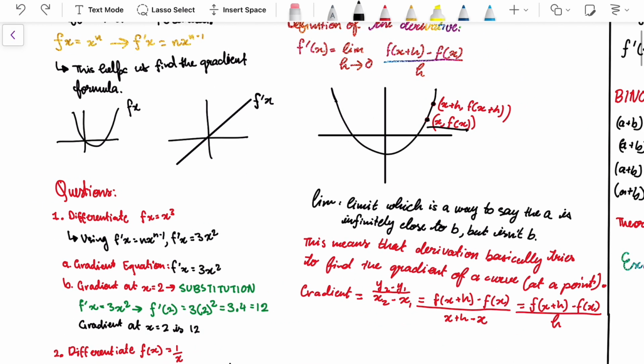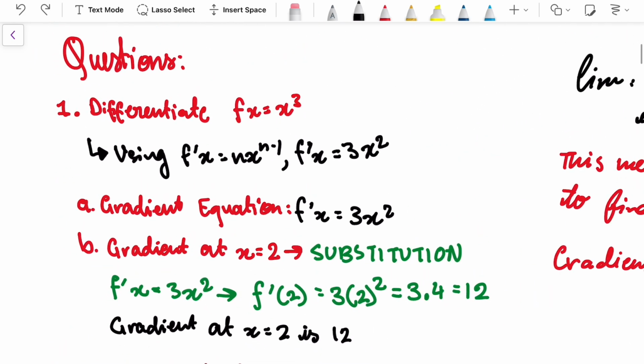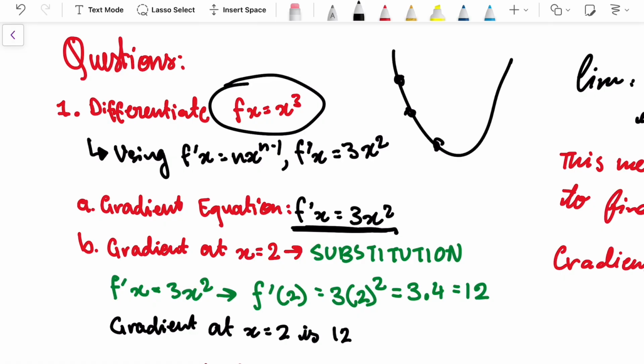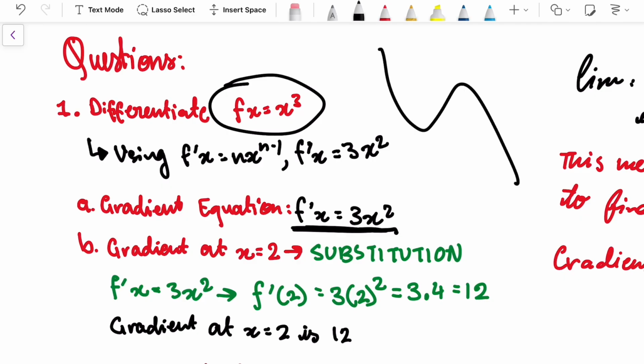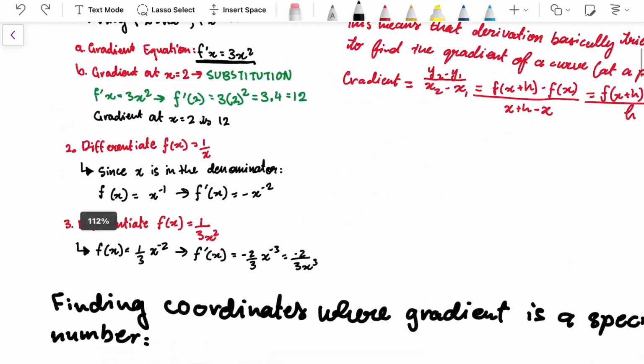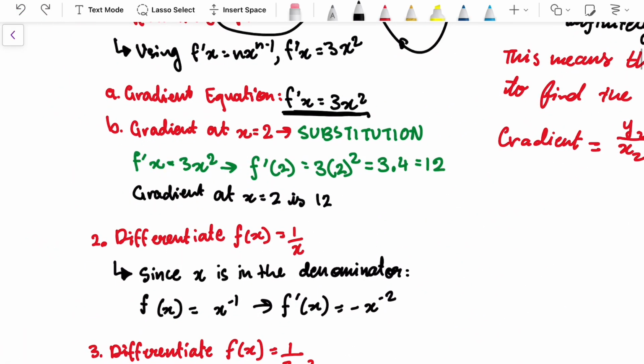I hope it does. Then we want to find the equation of the gradient. So the equation of the gradient will be this. So for this function, the equation of the gradient at each point, there's a cubic, so it won't look like that. It would look a bit more like this, right? So this is going to be the formula for the gradient, which is gonna be over here.